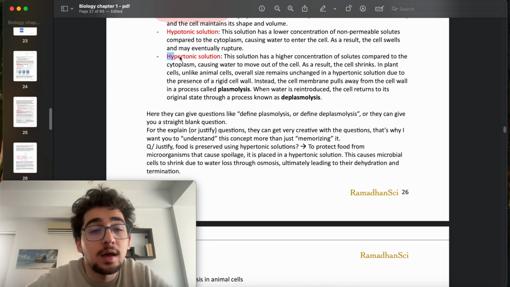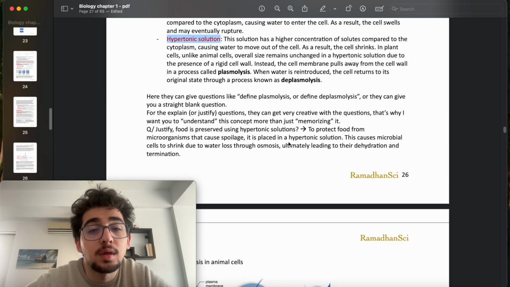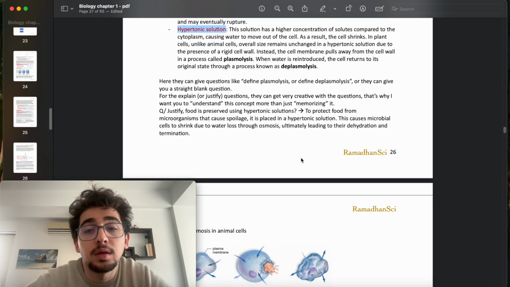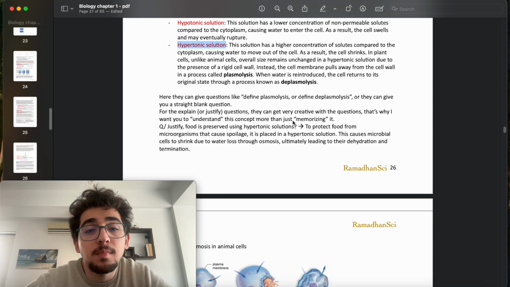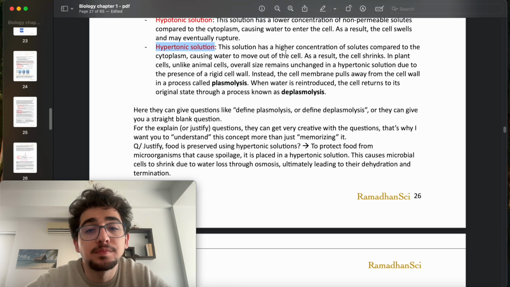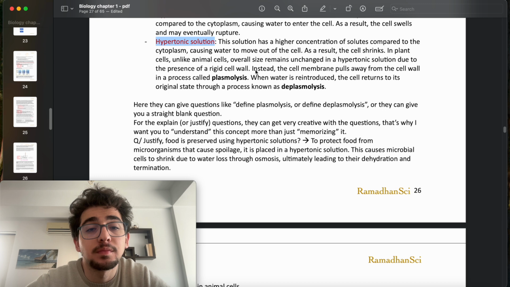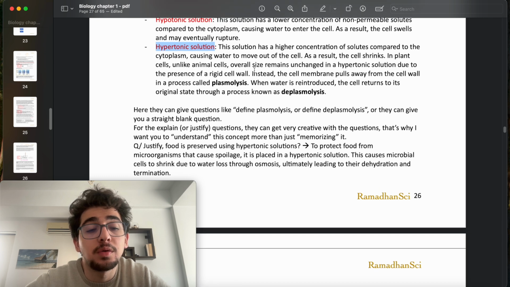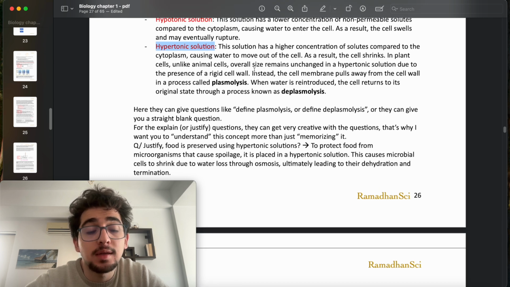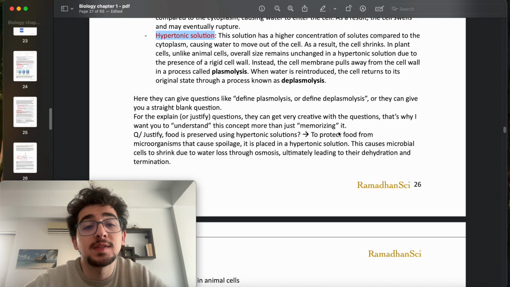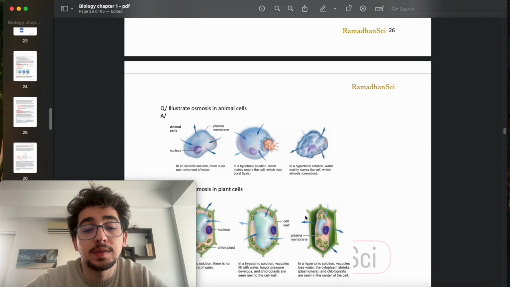And finally, we will have the hypertonic solution, where the solute concentration is high outside of the cell compared to the inside. So I have my concentration outside is high compared to the inside. This will cause the water movement from inside to the outside. This will cause the cell to shrink, as you can see here.